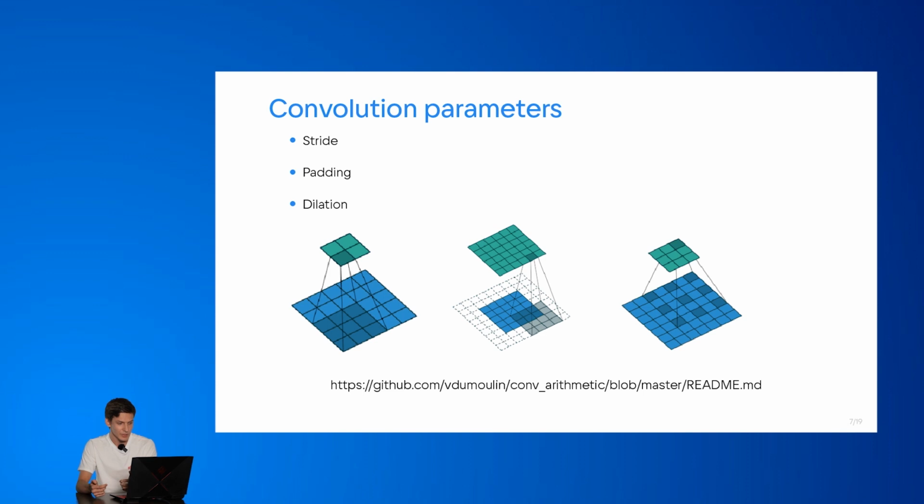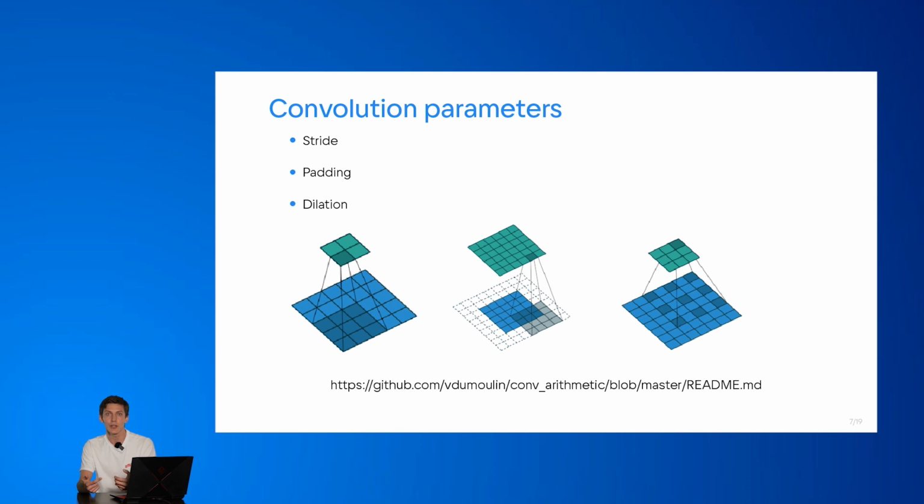There are some parameters that control the kernel movements. The first one, stride. It identifies the step of our kernel. The second one, padding, adding border pixels. And the last one, dilation.